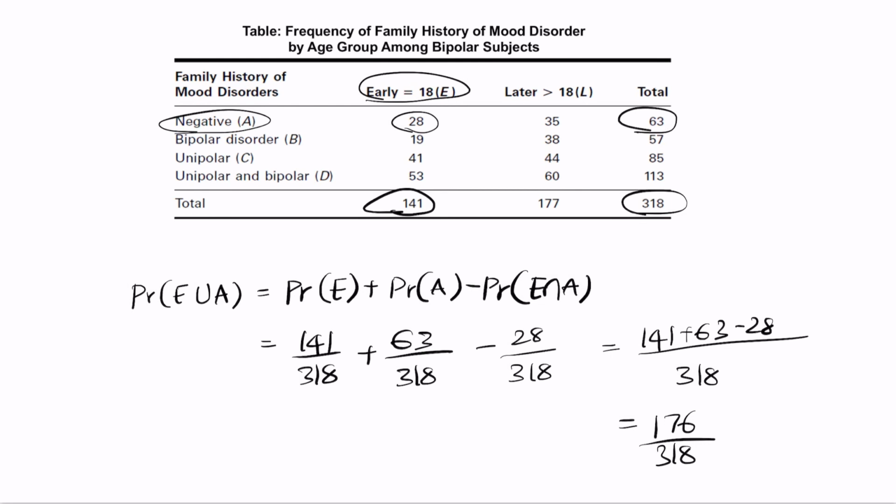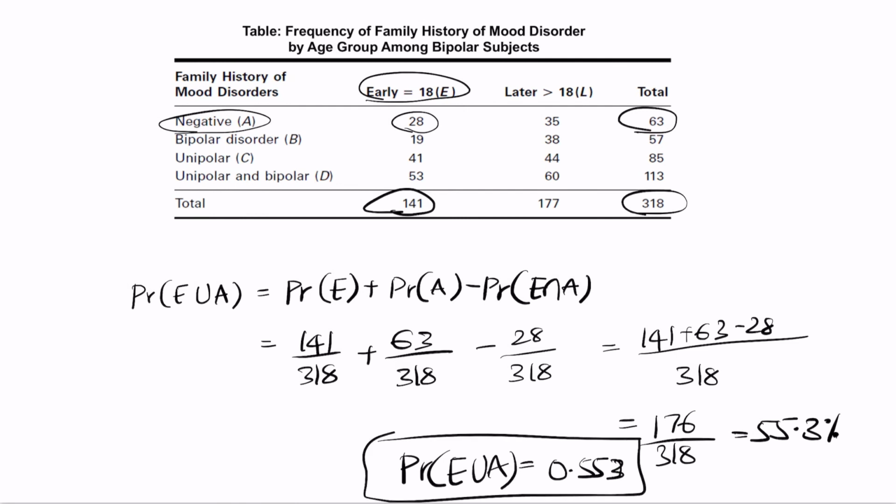When you calculate the actual value, that's 55.3%, or 0.553. So this is the probability of E union A. Alright, so which means that out of all the values, there is a 55.3% chance that a given patient that you choose randomly is early or has a negative family history of mood disorders. So this is the idea behind how to calculate unions when you have a combined table like this. This is a good table that can show multiple values here.